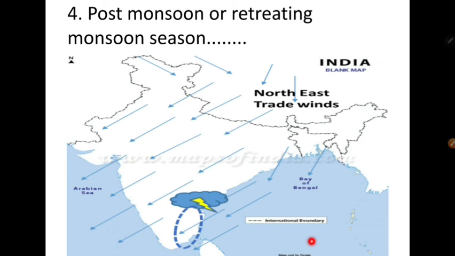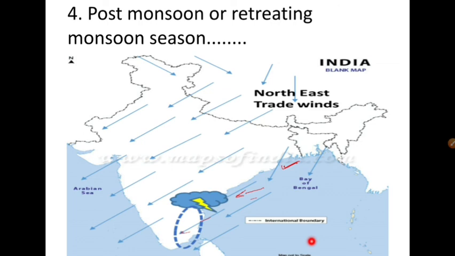You can see how these northeast trade winds pass through the Bay of Bengal and collect moisture, and after collection it causes rain in the coastal plains of Andhra Pradesh and Tamil Nadu. This is considered as retreating monsoon rain.